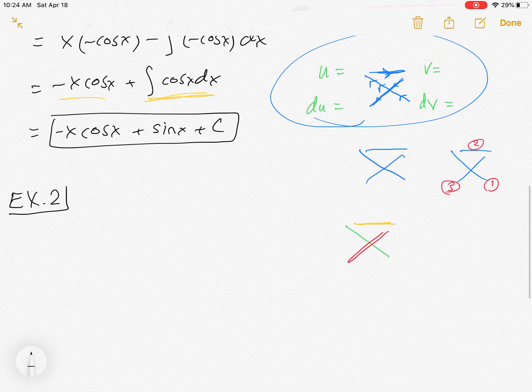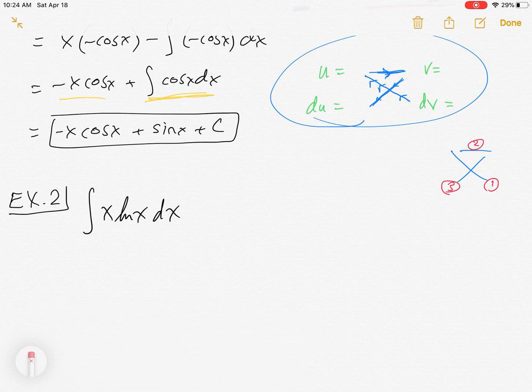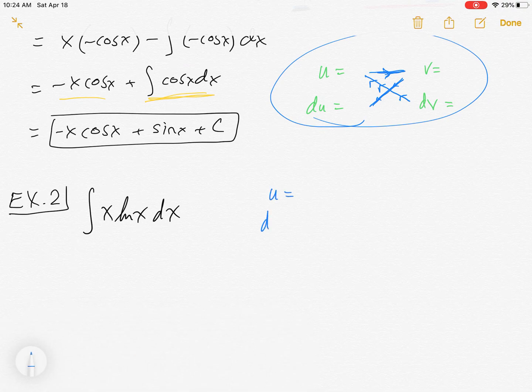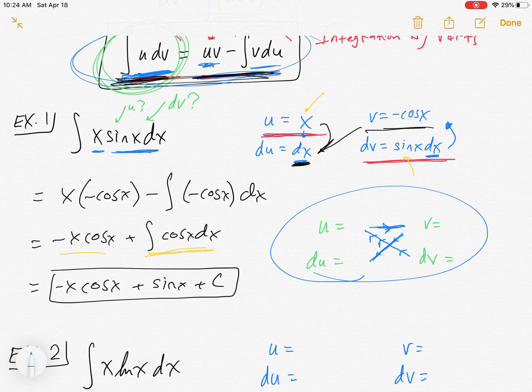And there you go. Okay, let's try another. Once you get the hang of this, it's so nice because you don't think about the formula at all. So next up is, I think the second one I had up there, x ln x. Let's get rid of some of these. Okay. So what is my u and what is my du? Or what is my u and what is my dv, I should say.